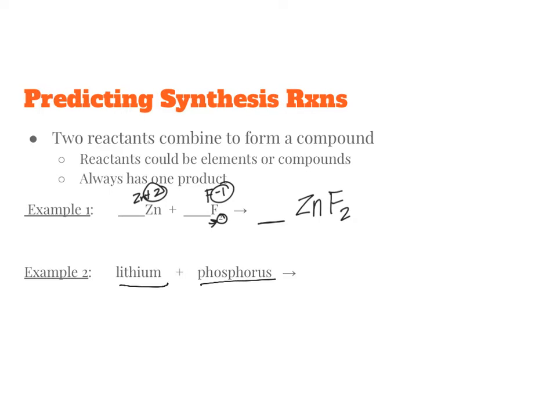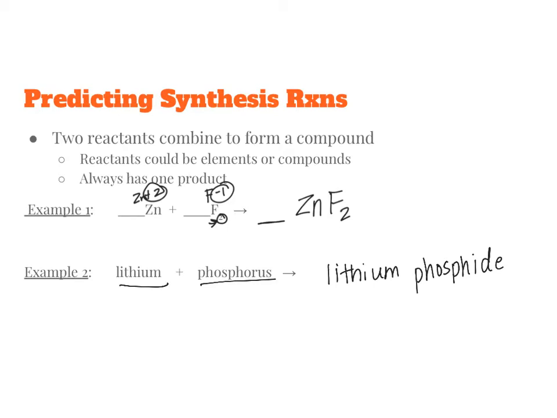So with our naming rules, remember that the metal is going to stay the same, so it's just going to be lithium. I'm going to check my periodic table to make sure lithium only has 1 charge, which it does. And then remember that our nonmetal is going to change to the IDE ending. So this would be lithium phosphide. Remember that phosphorus is one of those weird ones. All right, so lithium and phosphorus are going to react to create lithium phosphide.